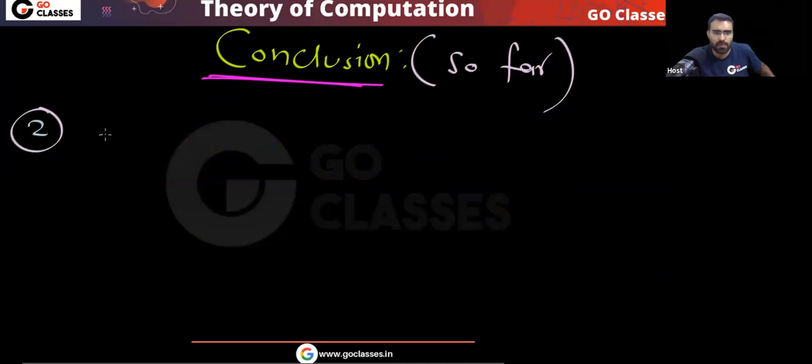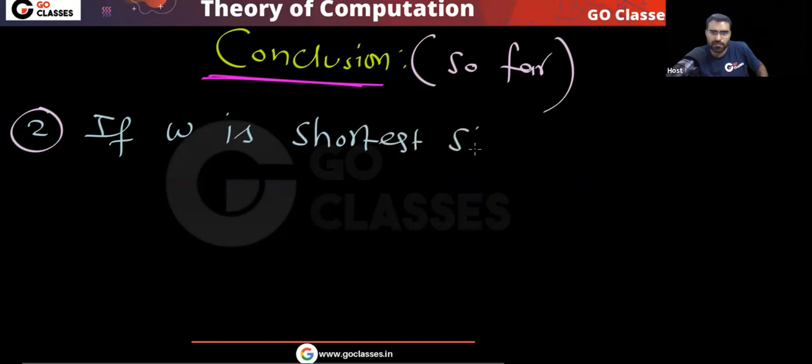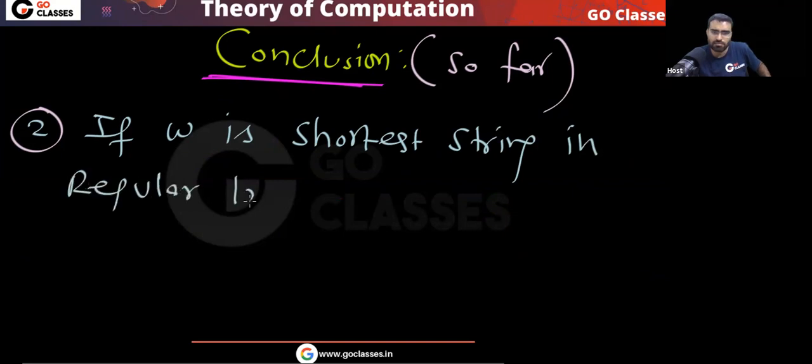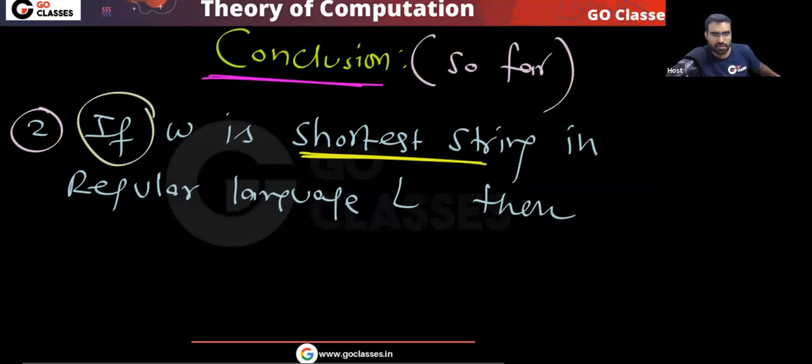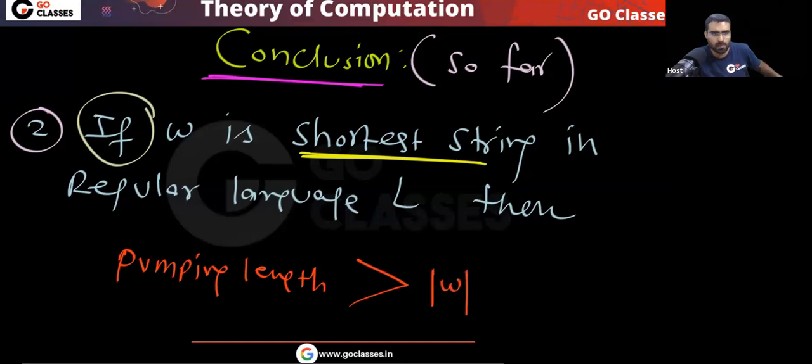The second result is, if you have language L, if W is the shortest string in the regular language L, then what can I say? I can say the pumping length will definitely be greater than the length of W.